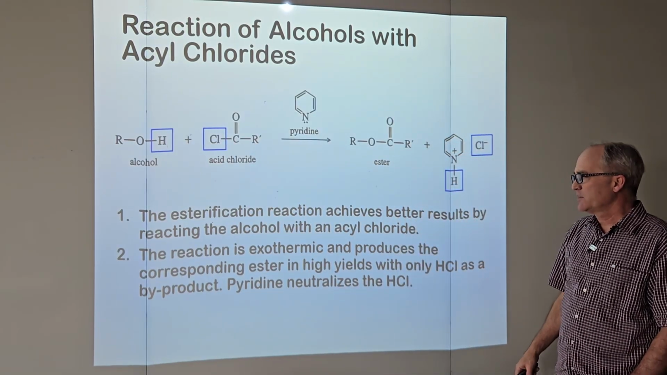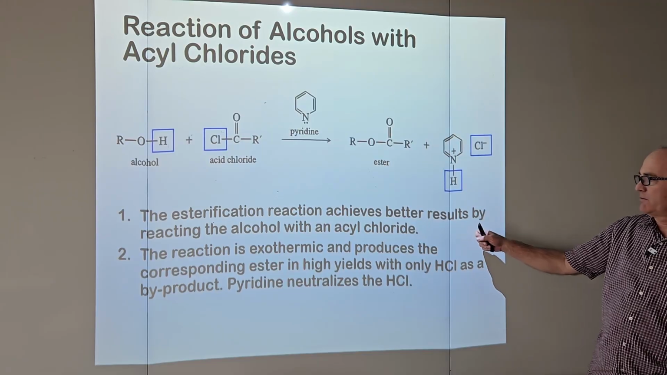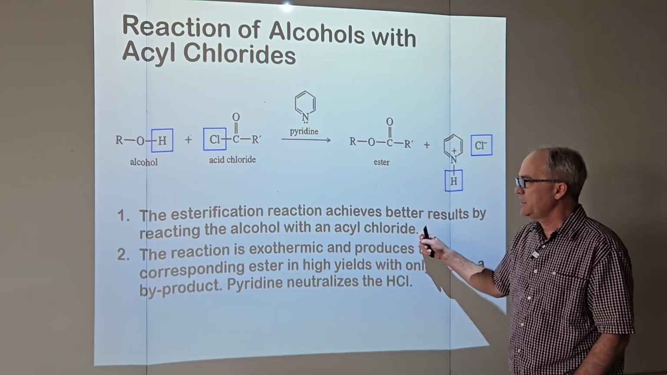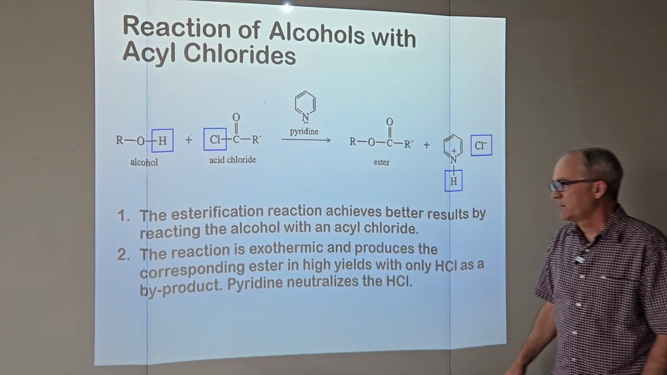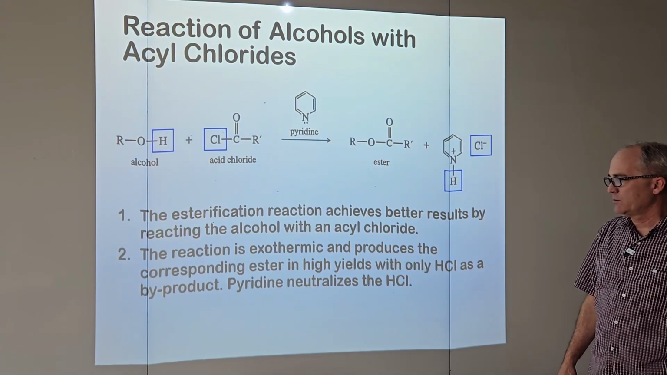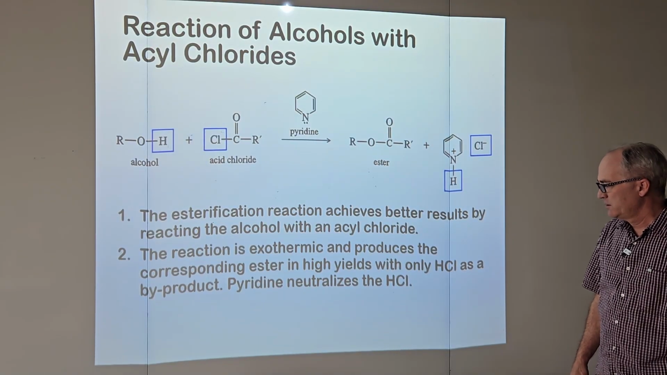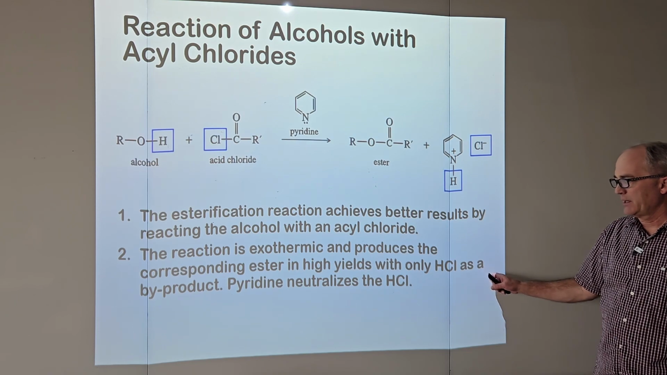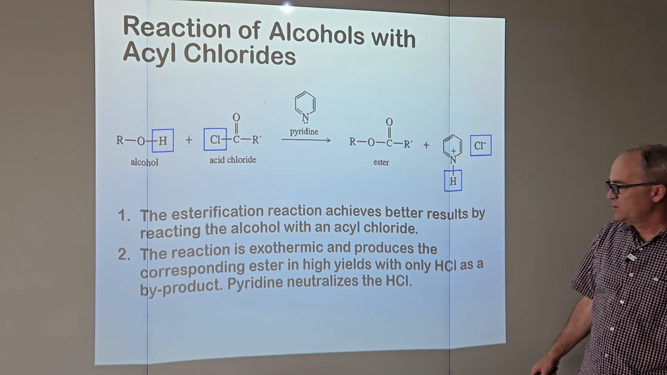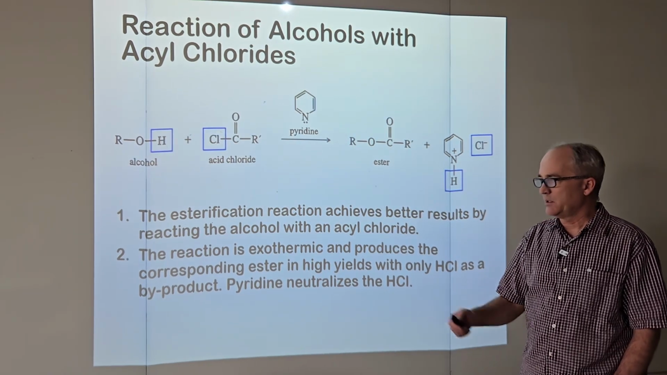So the esterification reaction achieves better results by reacting the alcohol with an acyl chloride. The reaction is exothermic and produces the corresponding ester in high yields with only HCl as a byproduct. The pyridine neutralizes the HCl.